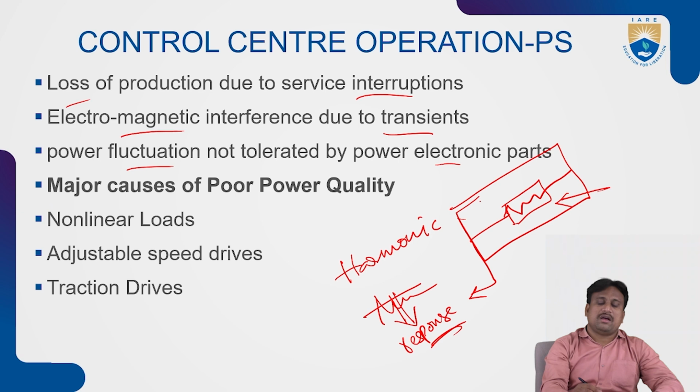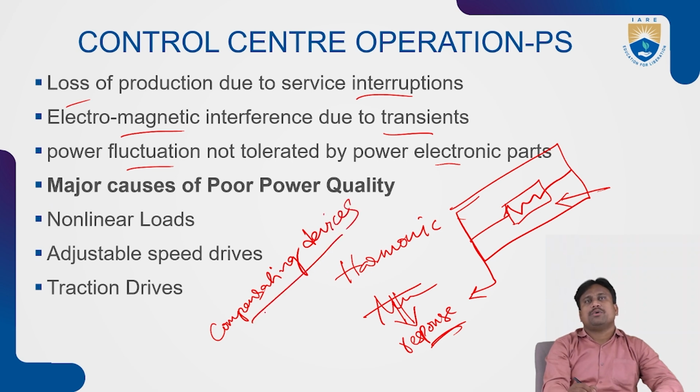So that's why suitable compensating devices are introduced into the system, compensating devices for these distortions or harmonics in the particular system. They may also cause some poor power quality, like non-linear loads, adjustable speed drives, and traction drives, which mostly influence the power system network by interacting with most harmonic contents and deviations or distortions in the power system network.